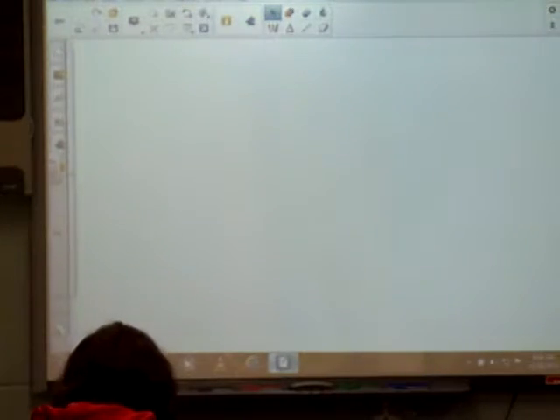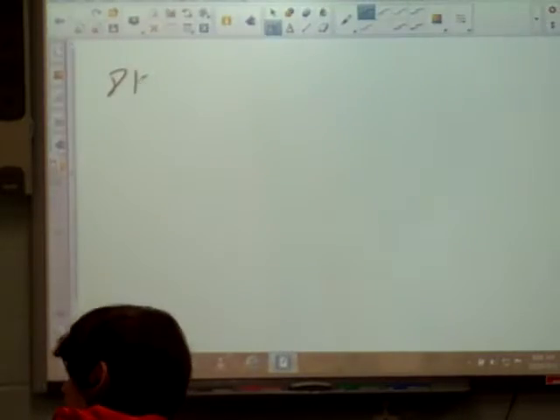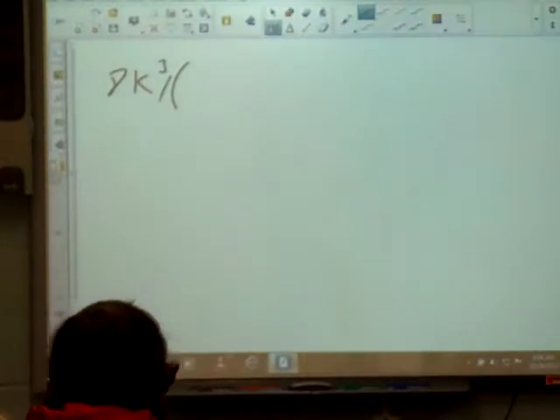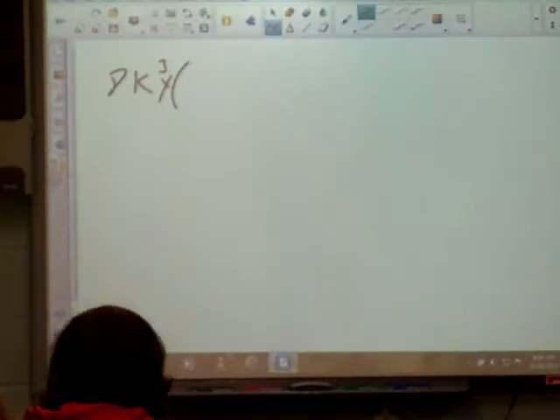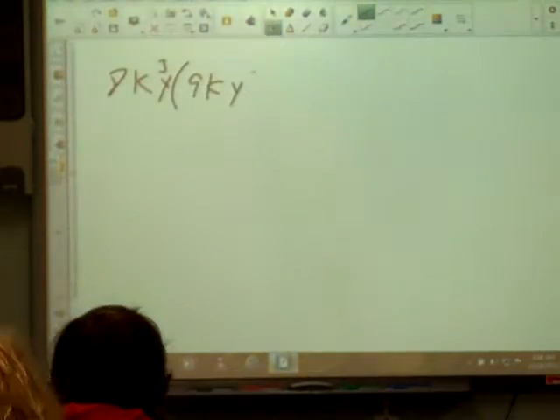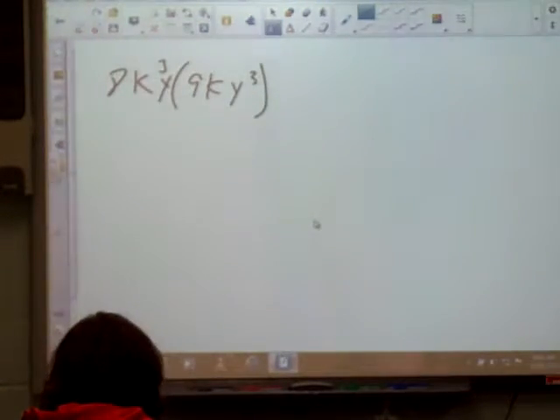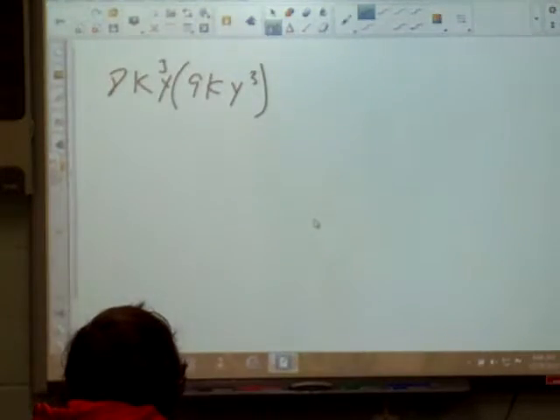Monomials. First thing we've got here, it says 8k to the third times 8k to the third y, excuse me, I forgot a y there, 8k to the third y times 9k y to the third. Now, there were some of these multiplying questions in that assignment that y'all worked on yesterday, so y'all already remembered how to do it pretty good, so it won't take too much effort today.